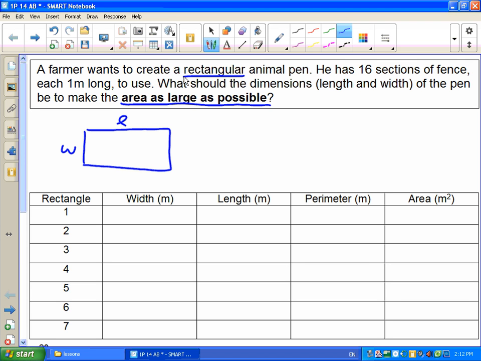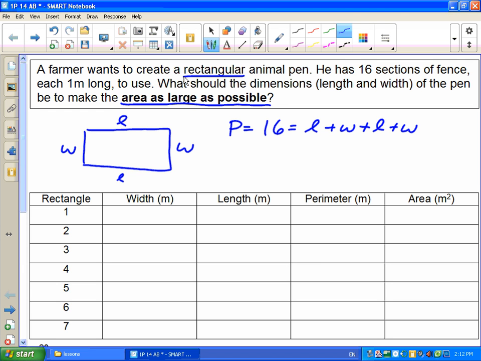Now, it tells us that we have 16 sections of fence that are going to go all the way around the outside of this rectangle. So that is telling us what the perimeter of our rectangle is going to be. Our perimeter, of course, is the distance around the outside, and it has to be 16. And that 16 is made up of a length plus a width plus a length plus a width.